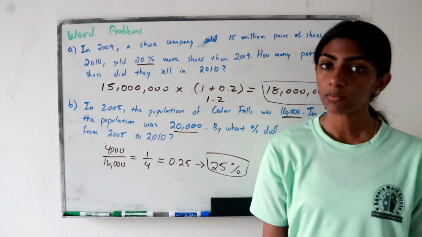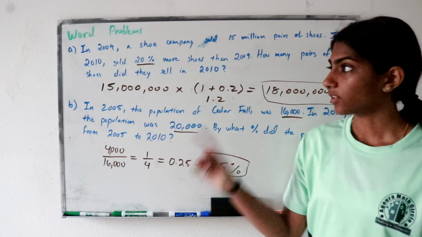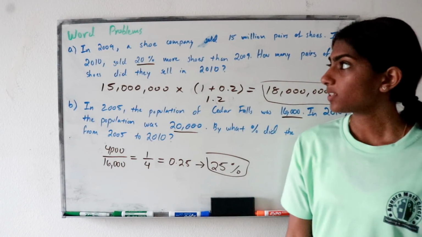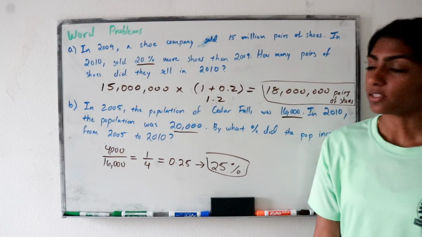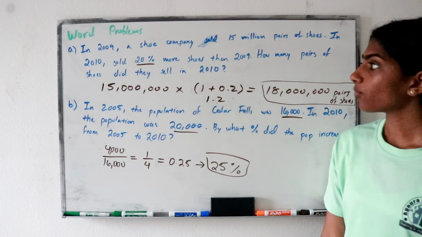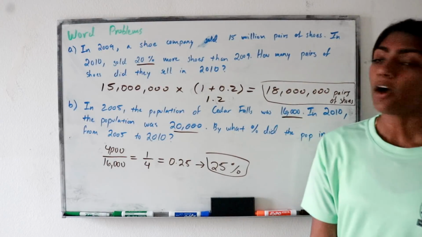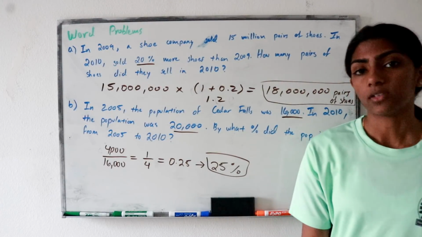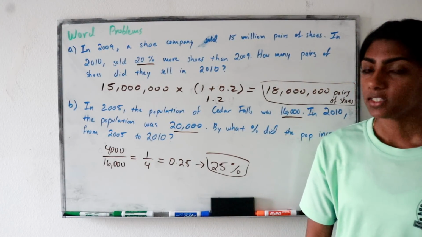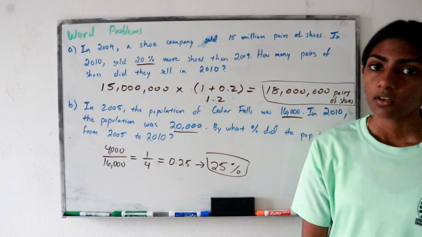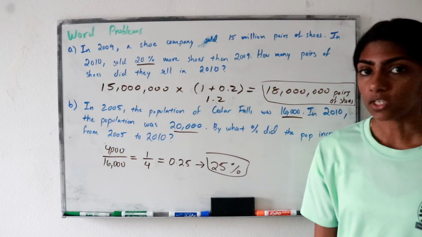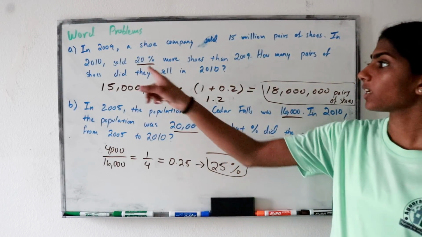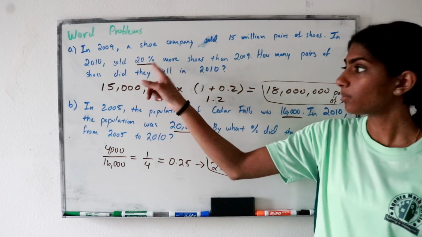So now let's look at some word problems to apply what we've learned. Let's look at this first question right here. In 2009, a shoe company sold 15 million pairs of shoes. In 2010, they sold 20% more shoes than in 2009. How many pairs of shoes did they sell in 2010? We've already done a problem just like this. We just have to multiply the original number by the percent increase or decrease. Right here, it looks like a percent increase since it says 20% more.